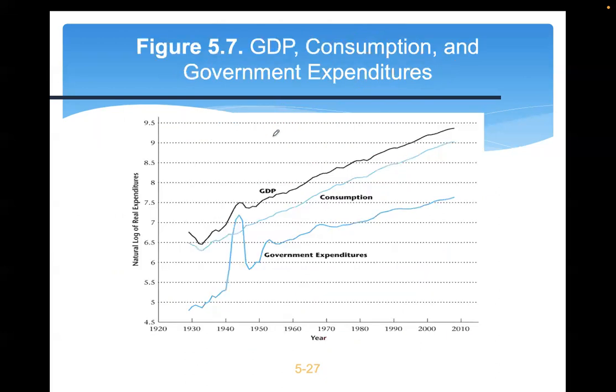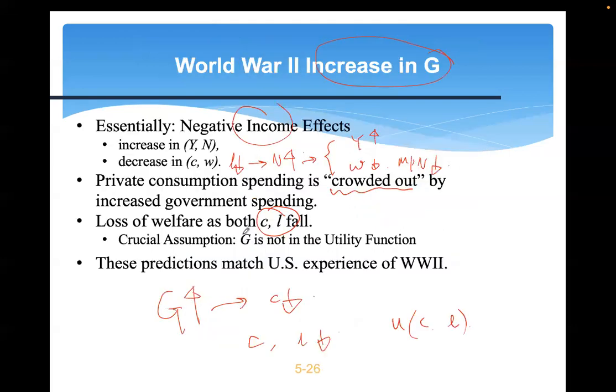Now let's see what happens. So this is during World War II. Government expenditure, you can see, increased substantially. GDP increased, this follows our prediction. C decreased a little bit. So these are largely consistent with our prediction, right?